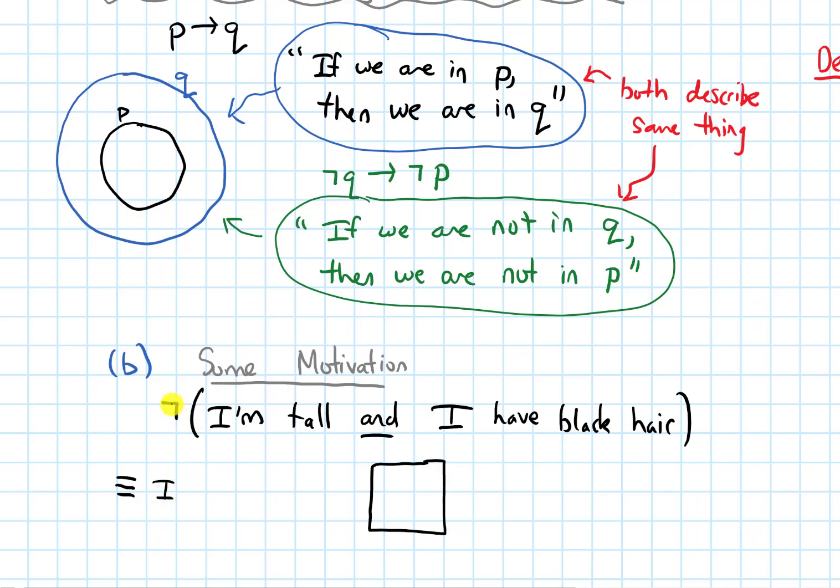Part of what's going to go here is if I negate this, I'm tall and I have black hair, it's going to involve something like I'm not tall, some missing word, and I don't have black hair. Let's space that out more. I don't have black hair.